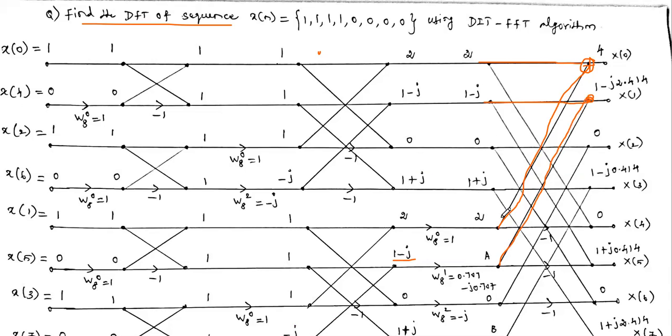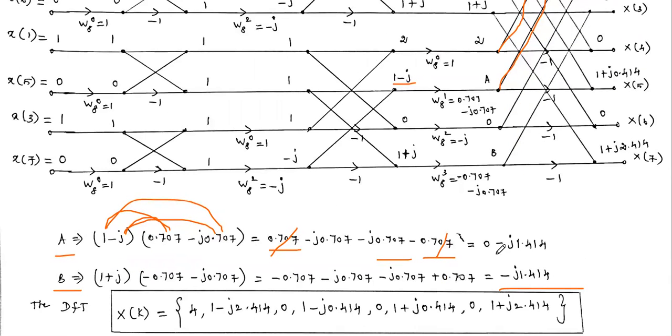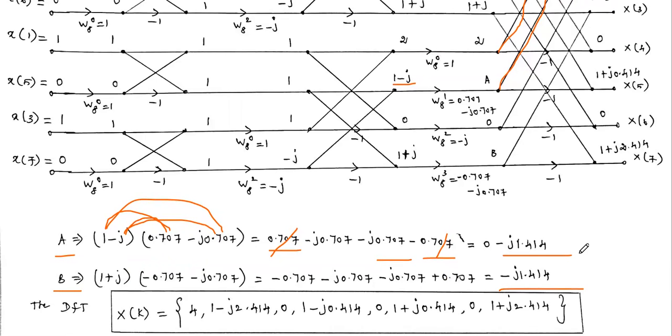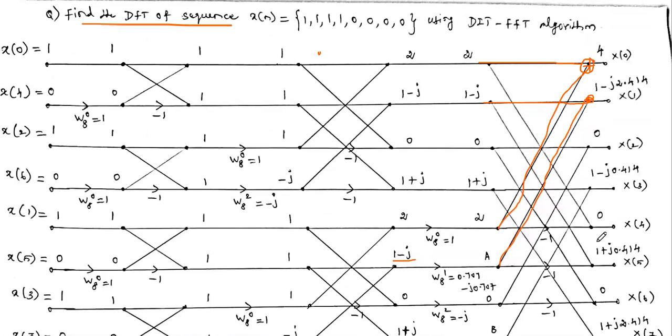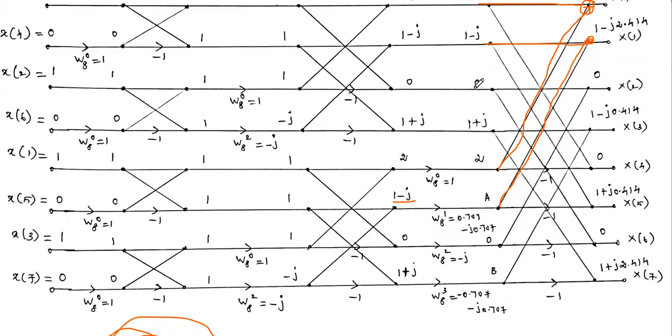1 minus j added with the a value. So what is the a value? The value available in a is minus j 1.414. So 1 minus j plus minus j 1.414, the answer is 1 minus j 2.414. Similarly the third line, here 0 and here also 0, so 0 added with 0 is 0. Similarly you just find the answer for the fourth line.